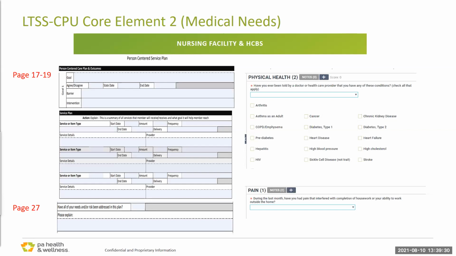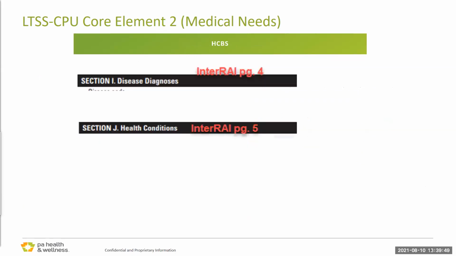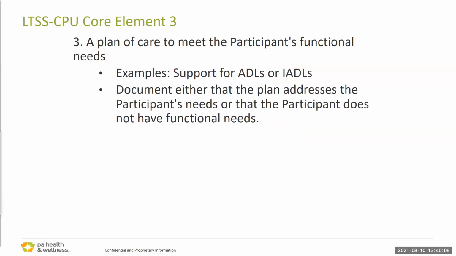Over here to the right, this is actually the portion of the HRA. This will look familiar because this is also on the PCSP. It'll ask you, have you ever been told by a healthcare provider that you have any of these conditions? So you'll be able to check all that apply. Then you can go to the next one. And then, of course, specific again to those folks in the community, section I, disease diagnoses on the NRI, and section J, health conditions on the NRI will meet that element as well. All right, you can go to the next one.